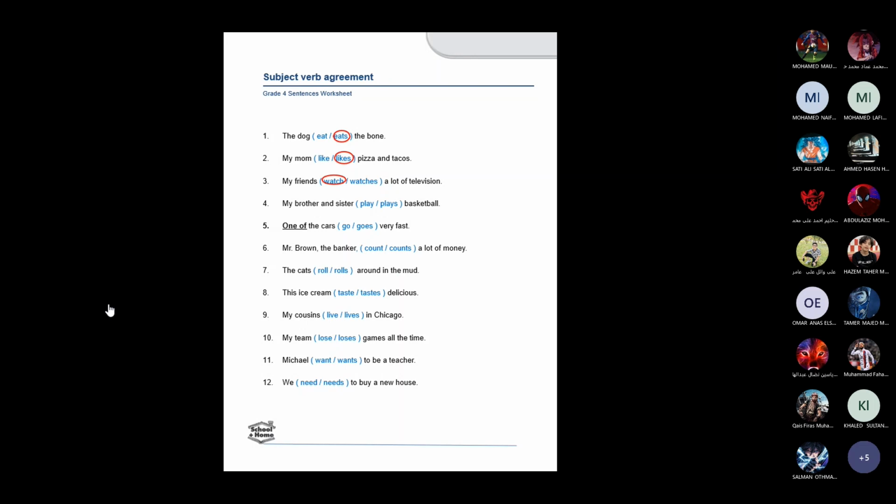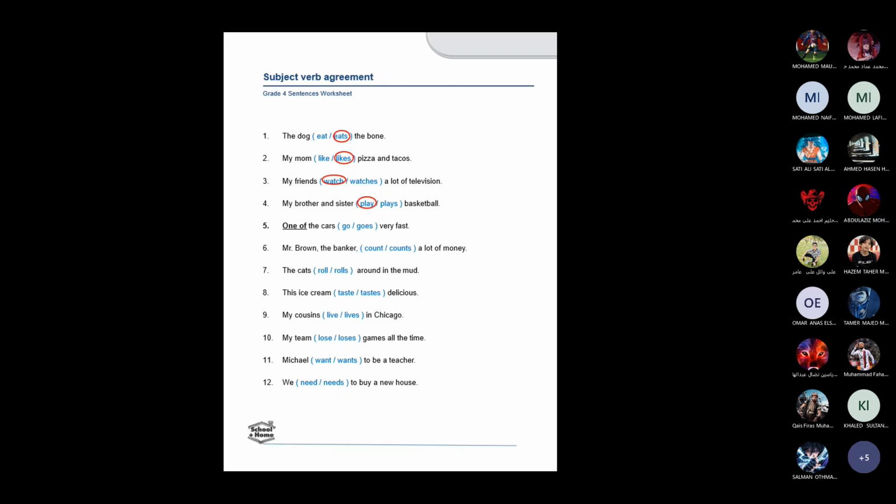Abdulaziz Qadri. Number five, Abdulaziz. One of the cars goes very fast. Go, because the subject is plural. What is the subject? Cars. Okay. You know, Abdulaziz, I want to thank you for putting us in this confusion, and this is good. Guys, these sentences are very important. Pay your attention. When I say one of the cars, I'm not talking about the cars. I'm talking about one only of the cars. So you have to pay attention to these kinds of sentences. Very tricky.